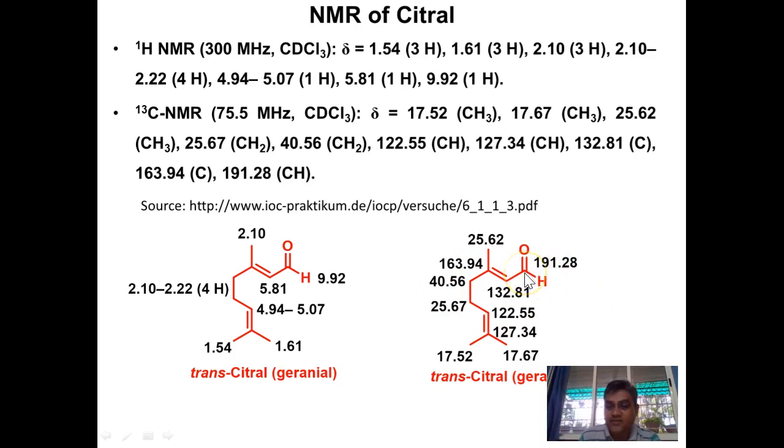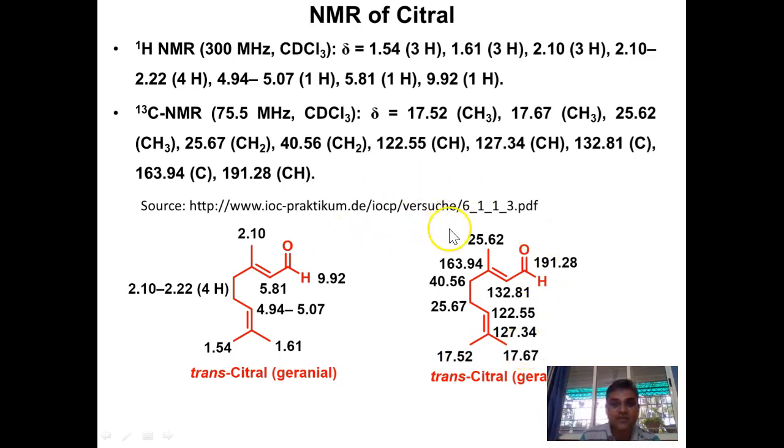This carbonyl is observed at 191.28. Olefinic signals: there are 4 olefinic carbon atoms, at 132, 122, 127. But this 163 we are getting again in the olefinic region, but it is very highly deshielded because of the minus R effect of the carbonyl group. This is a methyl group appearing at 25.62, and these two methyl groups are diastereotopic and not equivalent, therefore we get two different signals.